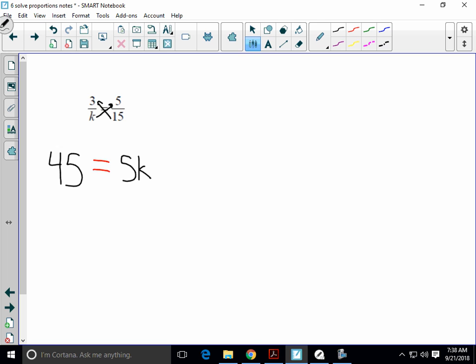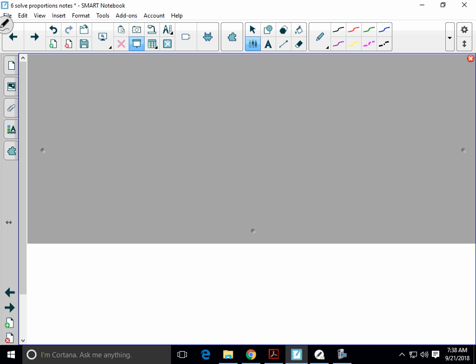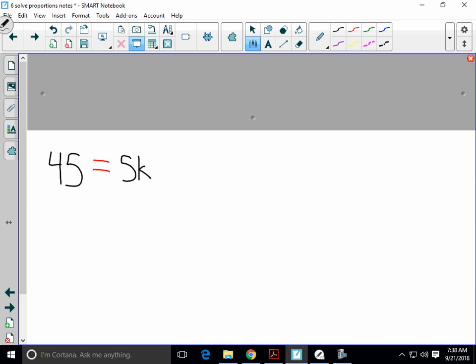Now I have a new equation. I'm ignoring the top part. This equation says 45 equals 5 times k. Remember, 5k is 5 times k. Well, how do I get rid of multiplication first? I don't want 5k, I want 1k. So how do I turn that 5 into a 1? Well, the opposite of multiplying is dividing. And to turn a 5 into a 1, I have to divide by 5.